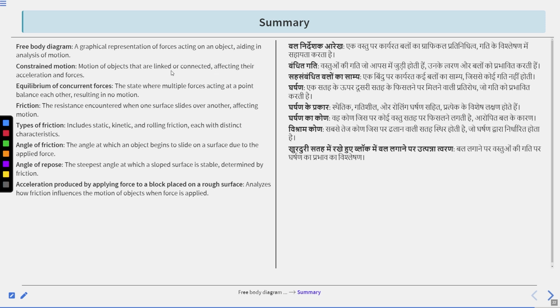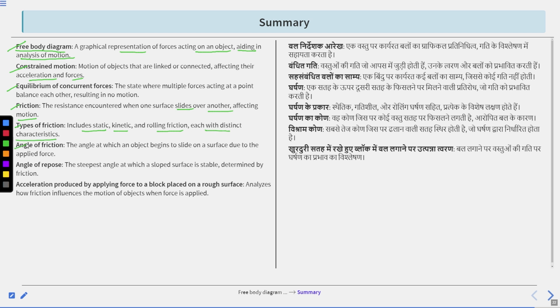Next is the summary. First we learned the free body diagram, a graphical representation of forces acting on an object, aiding in analysis of motion. Second is connected motion, the motion of objects that are linked or connected, affecting their acceleration and forces. Third is equilibrium of concurrent forces, the state where multiple forces acting at a point balance each other, resulting in no motion. Clear? Next is friction, the resistance encountered when one surface slides over another, affecting motion. And types of friction, including static, kinetic, and rolling friction, each with distinct characteristics.